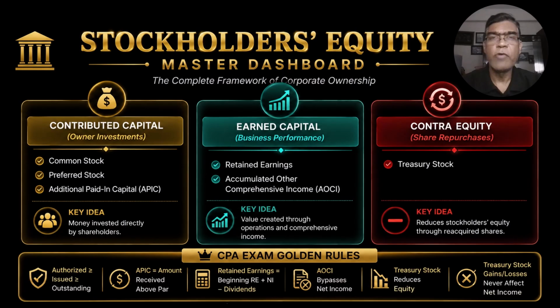On the left, we have contributed capital, funds invested by owners. In the center, earned capital, value generated through business performance. And on the right, contra equity, treasury stock, which reduces total equity. Notice how each section connects to the CPA exam golden rules at the bottom. These rules summarize the essence of equity accounting. Contributions build equity, performance grows it, and repurchases reduce it. This slide serves as your master map, the complete framework of corporate ownership.